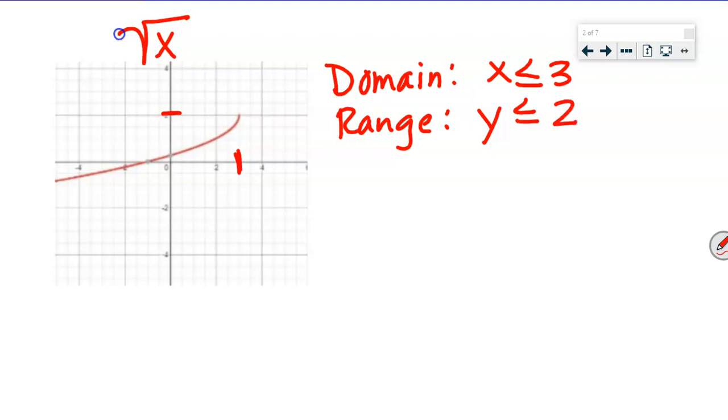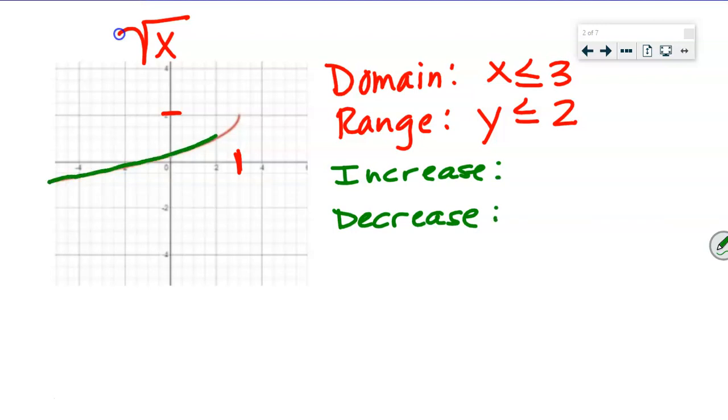The next thing we wanted to know were intervals of increase and decrease. So we're going to talk about increase and decrease. And I'm going to show you here, and then I'm going to go back to the previous slide and show you the connection there as well. When we're talking about intervals of increase and decrease, again, we want to look at moving from left to right, what's happening to this graph.